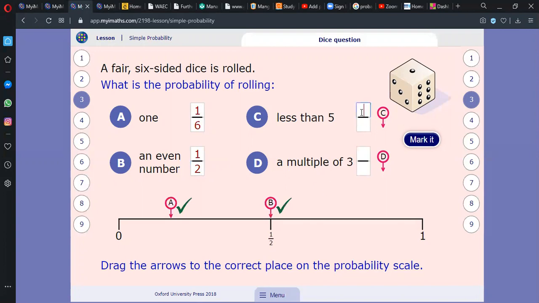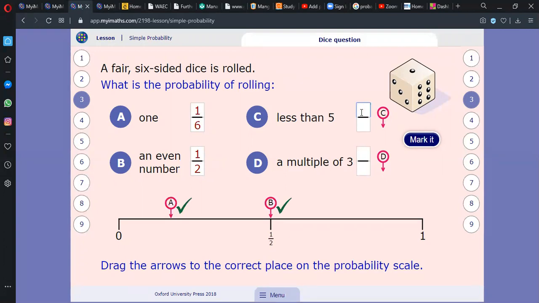If you look at the next one, I'm sure you guys have done it already. We're just confirming our answers. Look at the next one, less than 5. The required outcome we want is numbers that are less than 5 on our fair dice. How many are those? 1, 2, 3, 4.